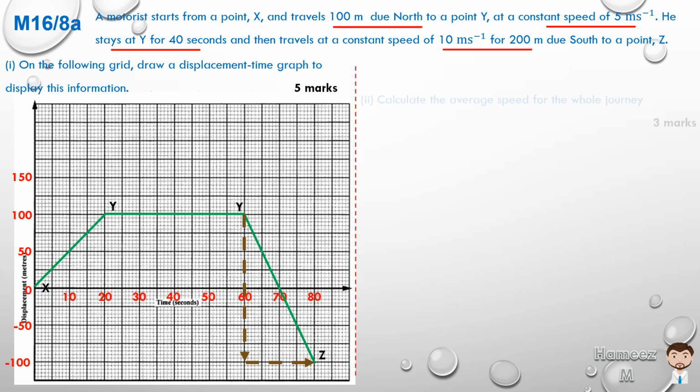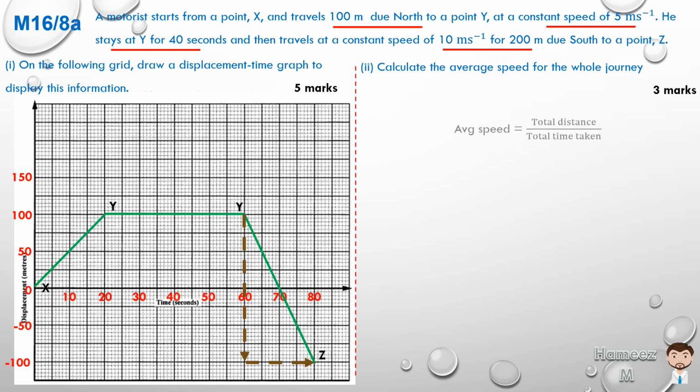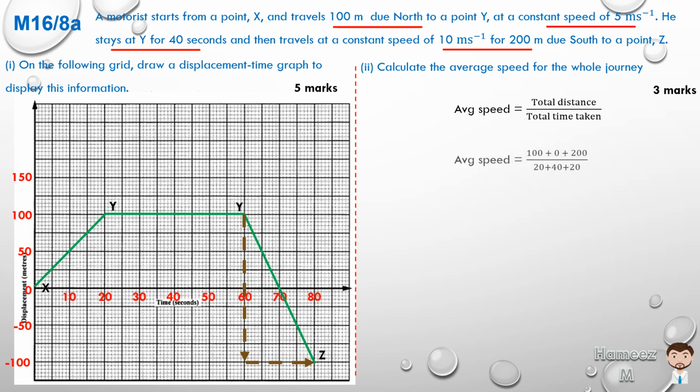Part 2. Calculate the average speed for the whole journey. So average speed is equal to total distance moved over total time taken. The total distance moved is 100 in the first phase, plus 0 in the second phase, plus 200 in the third phase. Divided by total time taken, which is 20 seconds in the first phase, 40 seconds in the second phase, plus 20 seconds again in the third phase. So it will give us 300 divided by 80, which is 3.75 meters per second.